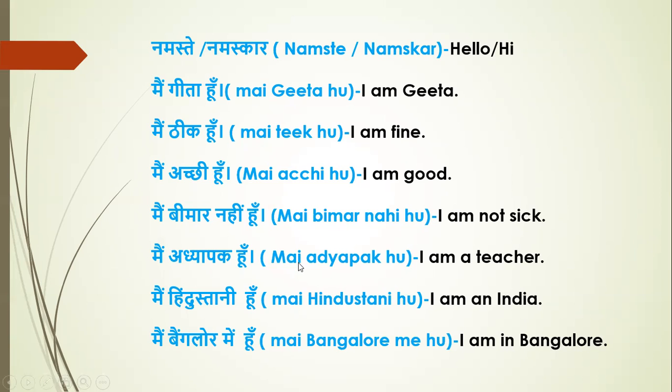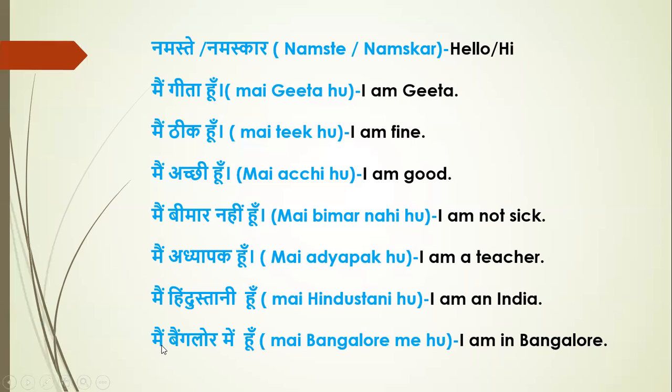मैं अध्यापक हूँ. It's about your profession. In the place of अध्यापक, you can put your profession. For example, मैं software engineer हूँ, मैं doctor हूँ, मैं वकील हूँ, all these things. The next sentence is मैं हिंदुस्तानी हूँ, I am an Indian. In the place of Hindustani, you can put any nationality of yours. For example, मैं American हूँ, मैं जापानी हूँ, मैं Korean हूँ.